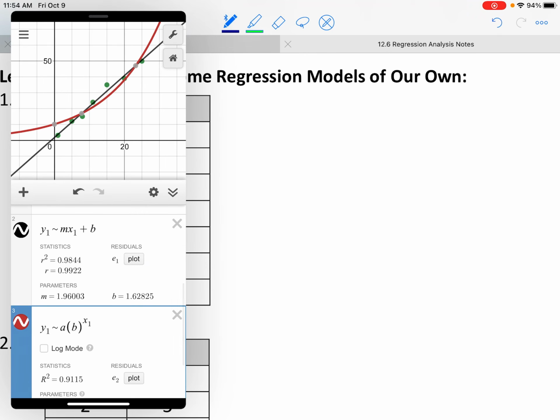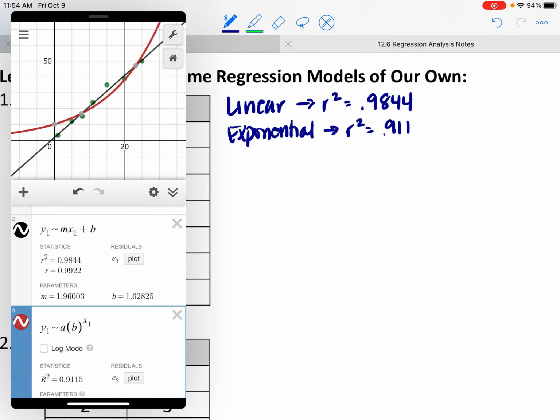And let's see. Just so we have good notes, for the linear, we had r squared at 0.9844, and for the exponential, we had r squared at 0.9115. So we're going to go linear here, okay?